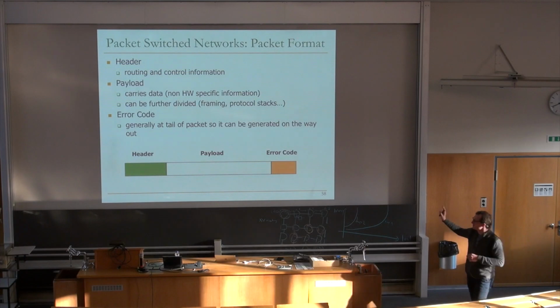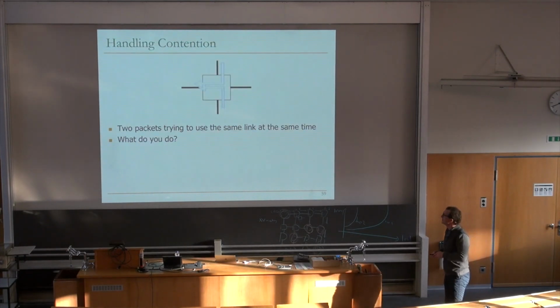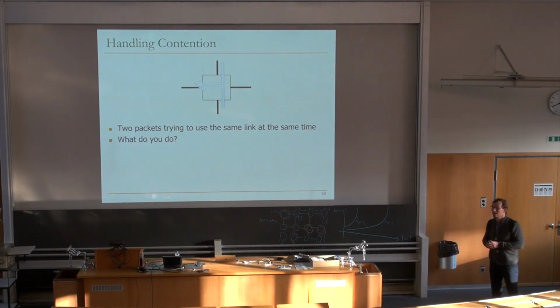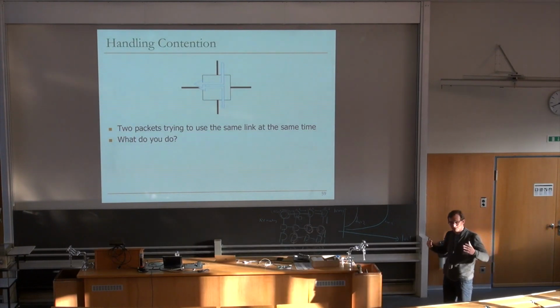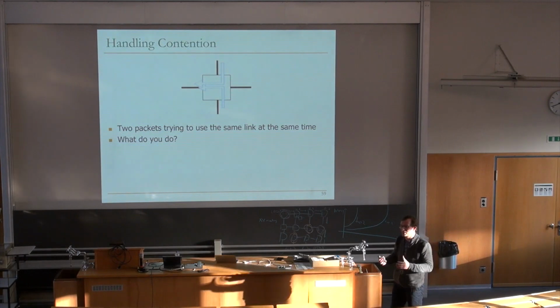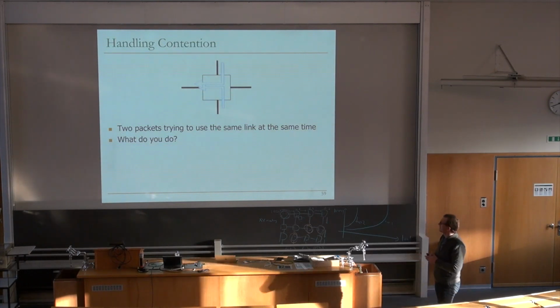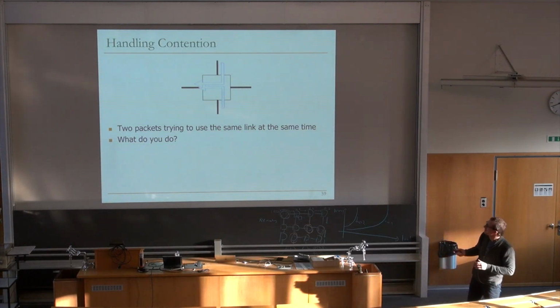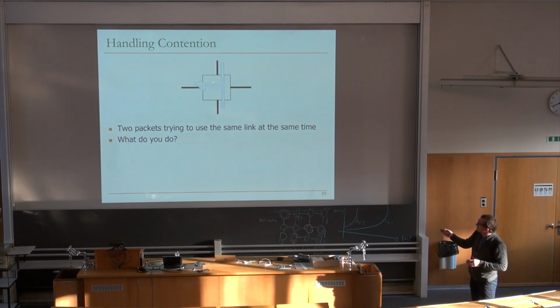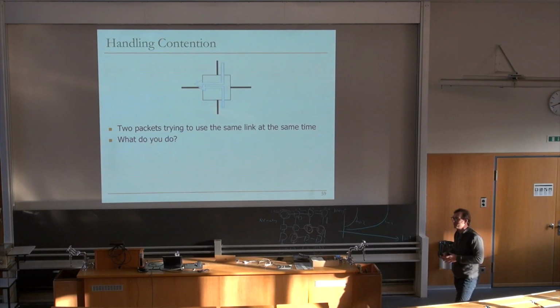I mean, all sorts of networks need to have some sort of packet format. The more interesting part is this question. We need to handle contention somehow in a network, especially in a router. And we're going to go into the building of routers in a little bit. We're not going to go too much into it, I think, but basically, if you have two packets that are trying to use the same link at the same time, what do you do?